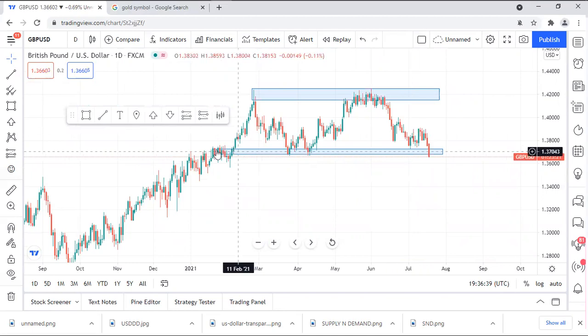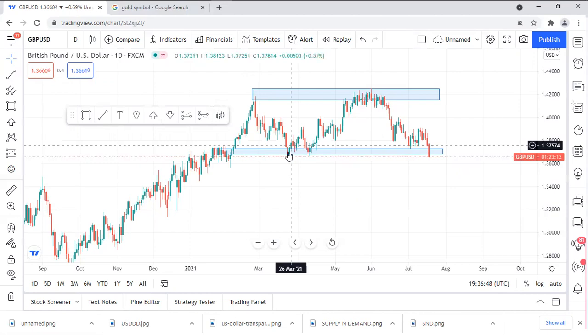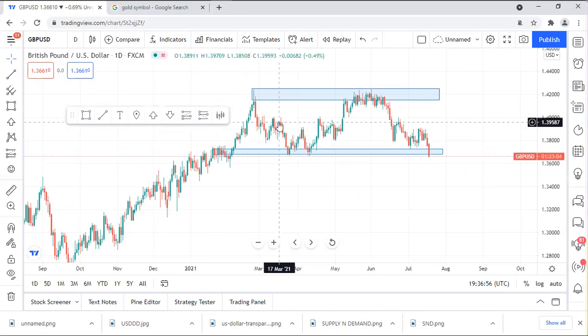But here, we have price ranging for several bars and then dramatically shooting away. When price came to this zone, it reversed. So here we place our buy limit orders and our stop loss at the bottom there. You see price respected this zone and went back up.